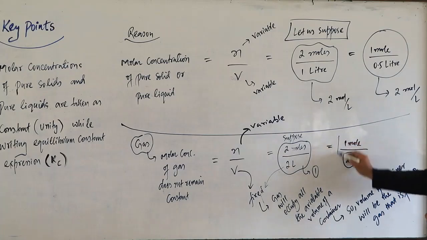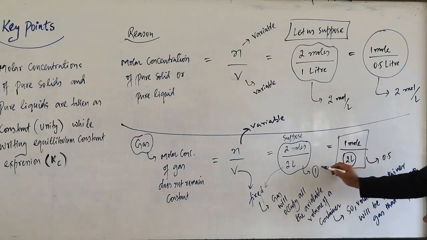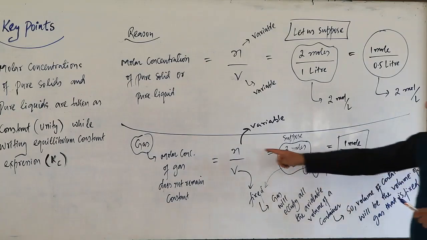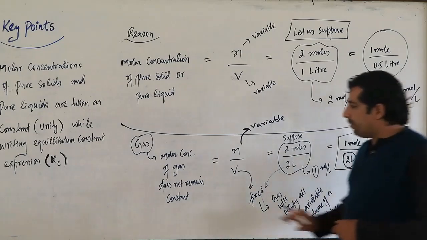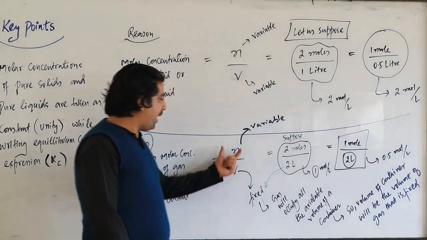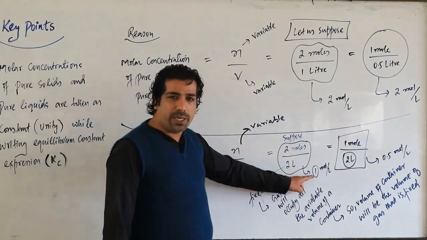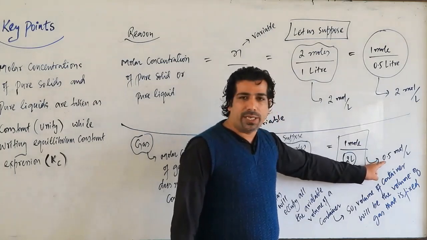So now look here. What is the expression here, my dear friends? Here I will get the value of 0.5. This is mole per liter. And this is 0.5 mole per liter, because n is measured in moles and volume in liters. So now look here, my dear friends, in case of a gas, n by V value: in the first case I got 1 mole per liter. Yes. In the second case I got 0.5 mole per liter.